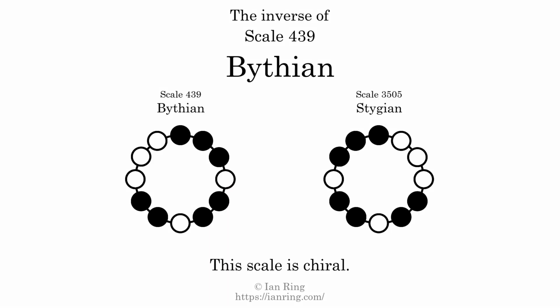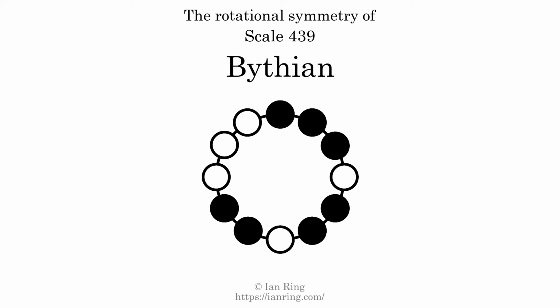The inverse of a scale is a mirror image. It is what you get when the sequence of intervals is reversed. The inverse of this scale is scale 3505, also known as Stygian. This scale is chiral. It cannot transform into its inverse by rotational transformation. This scale has no rotational symmetry.